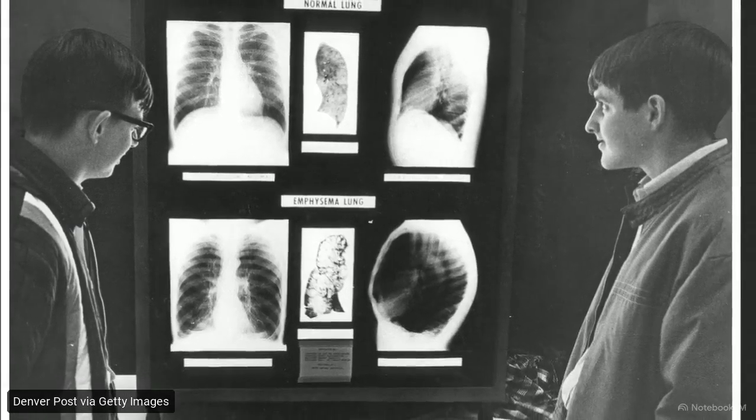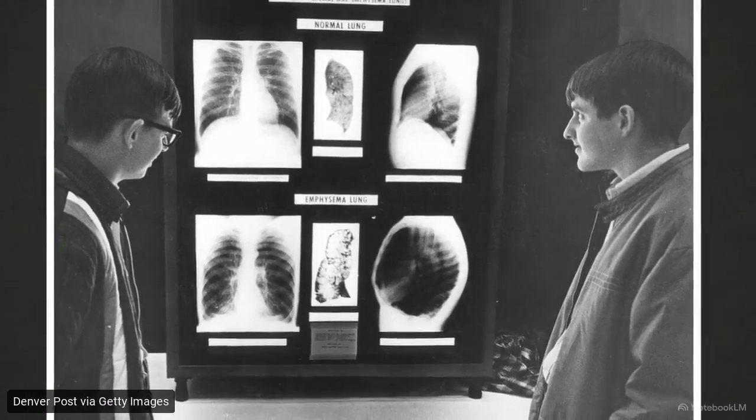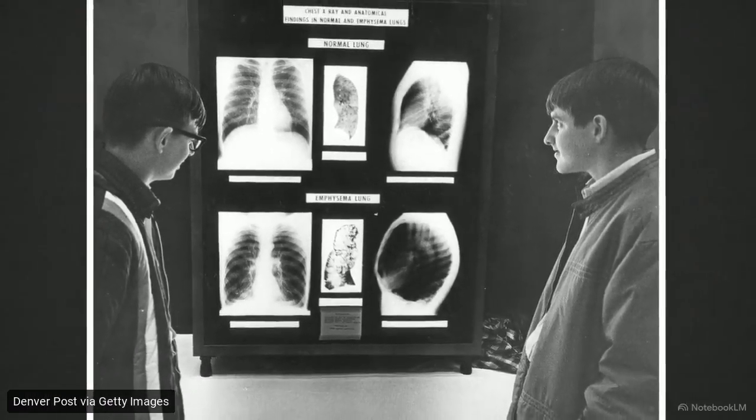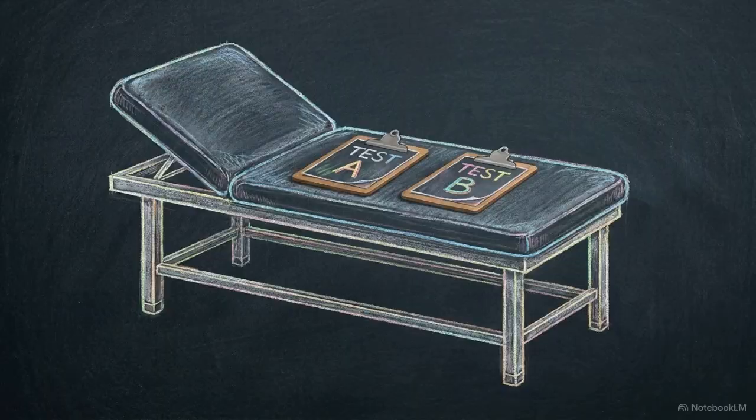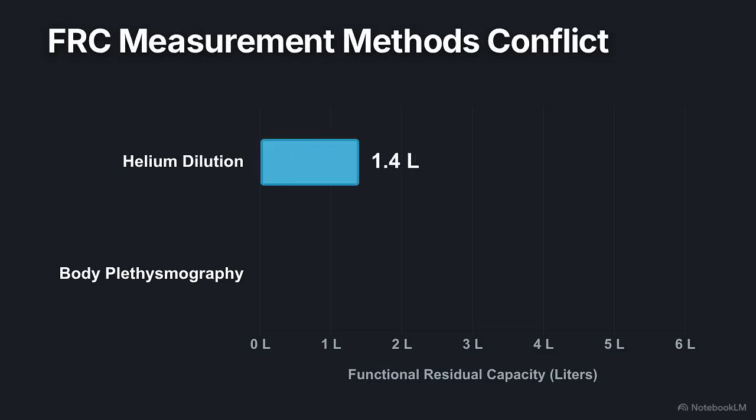Notice the severe anatomical distortion of the hyperinflated emphysema X-ray on the right compared to the healthy lungs on the left. To calculate this patient's FRC, a respiratory clinic will typically run two different widely accepted indirect tests. This clinical data table shows the results.